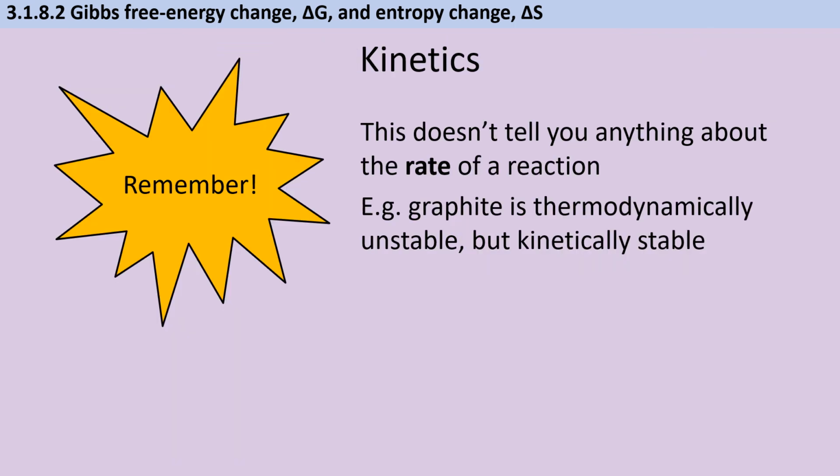Finally, it's important to remember that while Gibbs free energy tells you about the feasibility of a reaction, it doesn't tell you anything about its rate. So for instance, graphite is thermodynamically unstable. It will break down, but it's kinetically stable, and therefore that process takes a very, very long time.